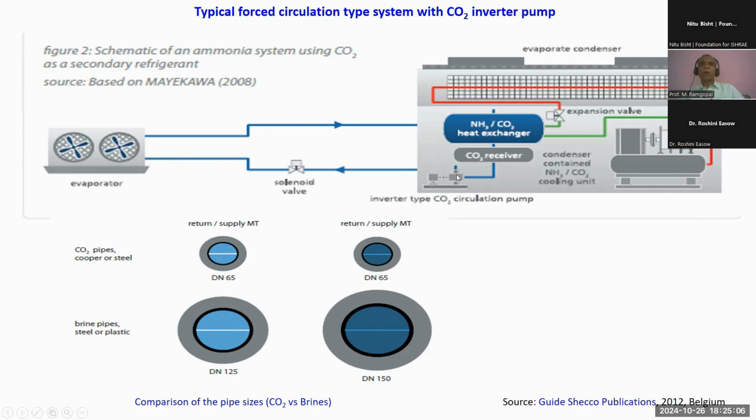What the company wants to highlight is the reduced size of the pipes. You can see that if I'm using brine, the pipe sizes are pretty large. I have to use either DN125 or DN150 for the supply or the return pipes. But if I'm using carbon dioxide with copper pipes, I can use DN65 for both return and supply. So the system becomes very compact. This is because of the favorable thermophysical properties and high pressure operation of carbon dioxide.